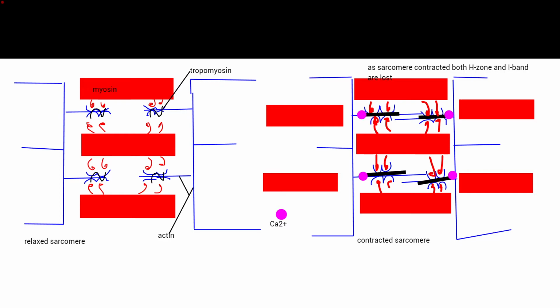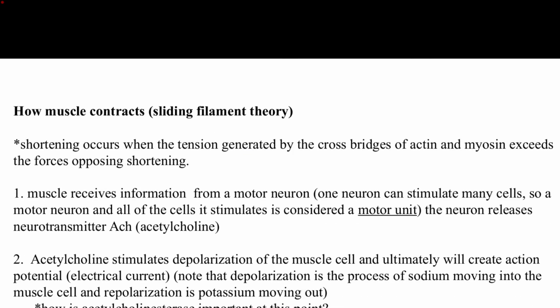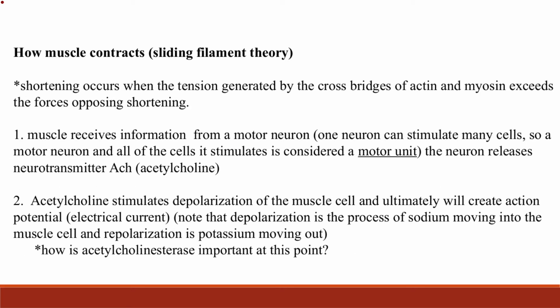So let's go back and look at the steps that I put in here. So we got the muscle receiving information from the motor neuron, a stimulation, right? The release of the neurotransmitter acetylcholine. That acetylcholine causes something called depolarization. And depolarization and repolarization are the movement of sodium and potassium. So depolarization is when sodium is going to move in, and then at the end for relaxation, potassium will move out. We won't talk about that a lot at this point.